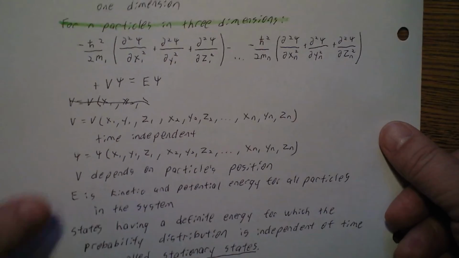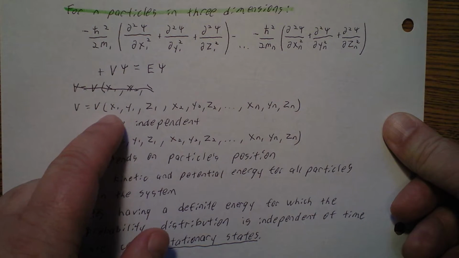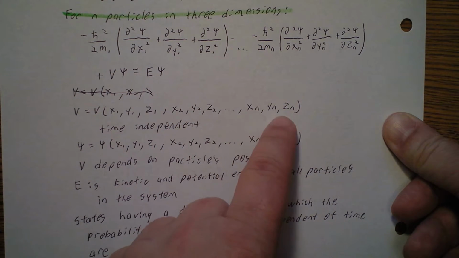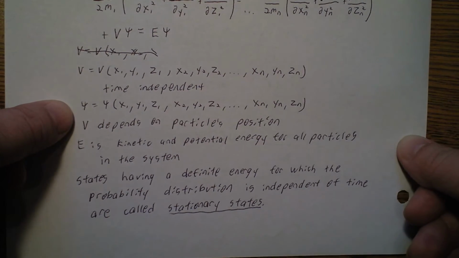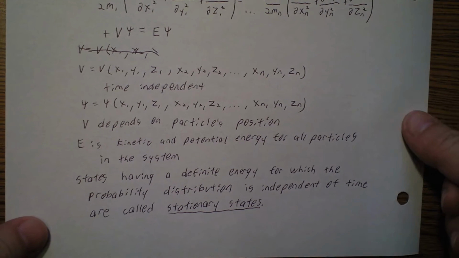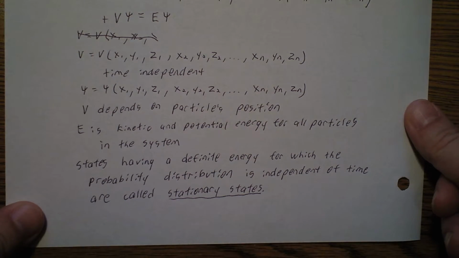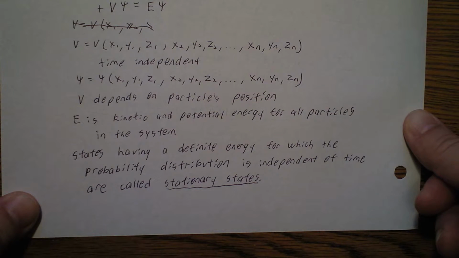So the potential is a function of x1, y1, z1, x2, y2, z2, etc., all the way to xn, yn, zn. And that's time independent. So psi is a function of x1, y1, z1, x2, y2, z2, all the way up to xn, yn, zn. So the potential is dependent on the particle's position. So E is the kinetic and potential energy for all particles in the system.